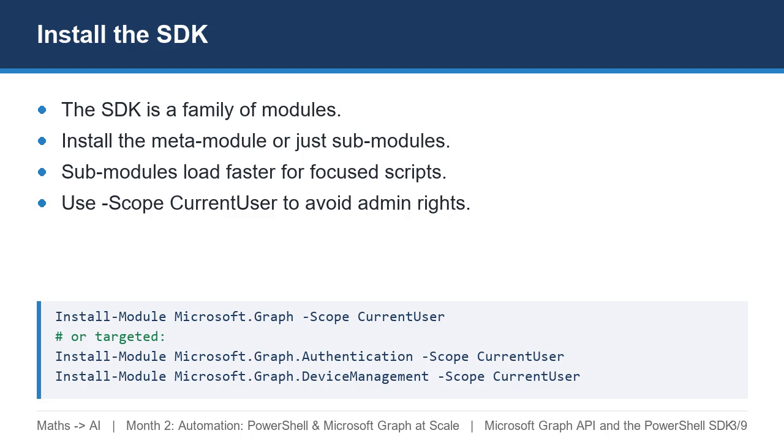The Microsoft Graph PowerShell SDK is actually a family of modules. You can install the big meta module, Microsoft.Graph, or just the sub-modules you need, like authentication and device management, to keep load times short. Use -Scope CurrentUser so you do not need administrator rights. On a runbook or build agent you will pin specific versions, but for now Install-Module gets you going.